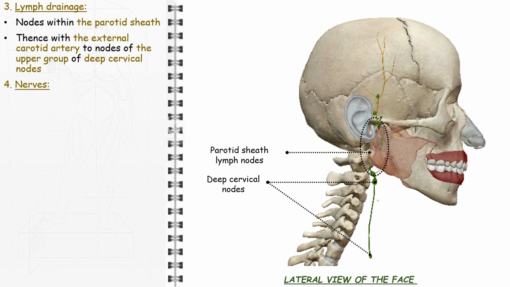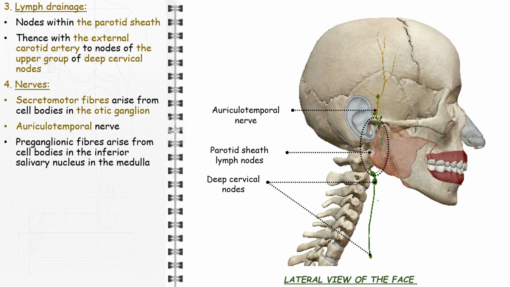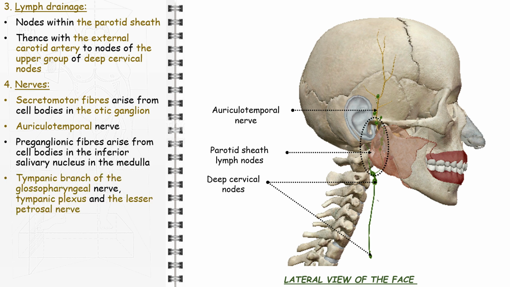Secretomotor fibers arise from cell bodies in the otic ganglion and reach the gland by hitchhiking along the auriculotemporal nerve. The preganglionic fibers arise from cell bodies in the inferior salivary nucleus in the medulla, and travel by way of the glossopharyngeal nerve, its tympanic branch, the tympanic plexus and the lesser petrosal nerve to the otic ganglion.